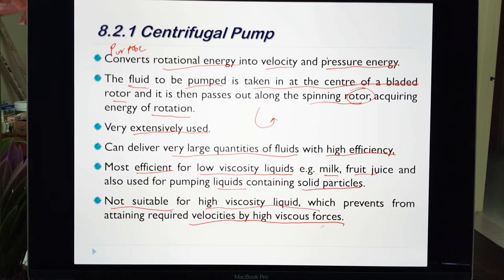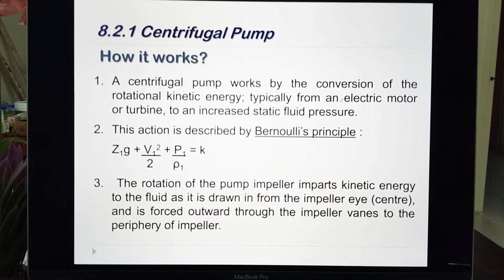High viscous forces are due to the high viscosity liquid, right? And it is difficult to be moved by this particular rotating rotor, rotating blade. So how does it work? This will be the steps of how the centrifugal pump operates. This one is the operation of the centrifugal pump.